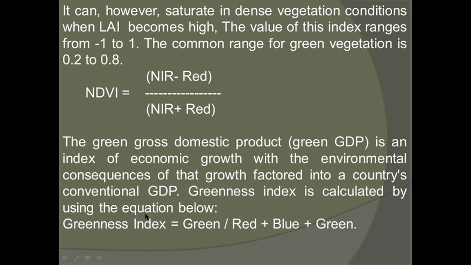Greenness index is calculated by using the equation below. Greenness index is equal to green divided by red plus blue plus green.